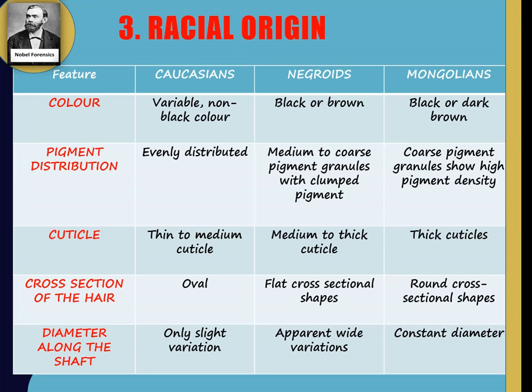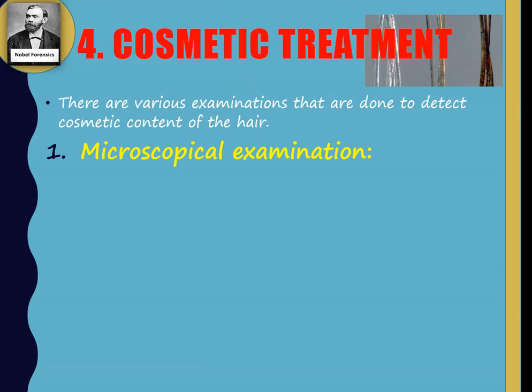Then diameter along the shaft. In Caucasians only there is slight variation in the diameter of the shaft. In Negroids, apparent wide variations. Mongolians, constant diameter along the length of the hair. These are some racial features of the hair: Caucasian, Negroid and Mongolians. Cosmetic treatment.